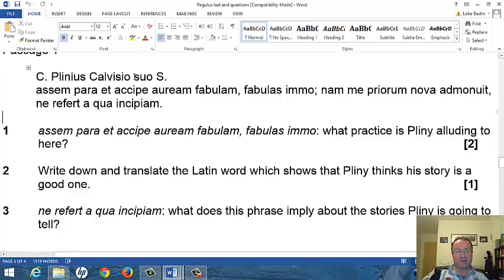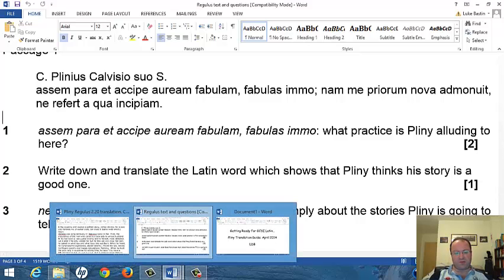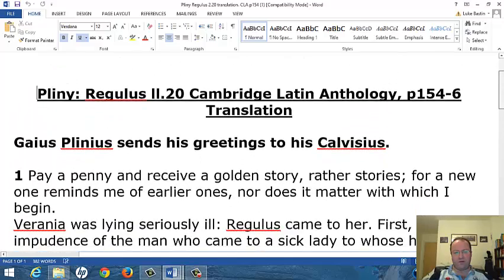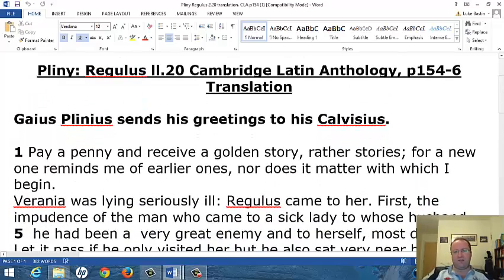So, Gaius Plinius Calvisio suo salutem. Before we get started, there is an important piece of information you need to know. You need to know who the author is, and you need to know that this is a letter. Because it's a letter, you need to know who it's addressed to. So the author is Pliny.